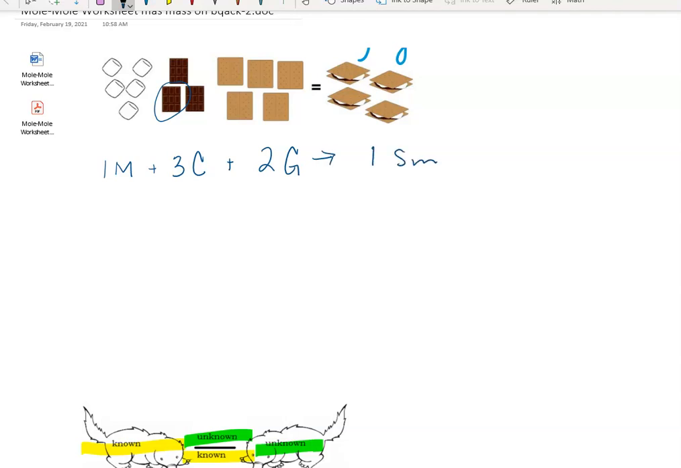So what if you want to make s'mores for the entire class, and there are 20 people in the class? Okay, if I want to make 20 s'mores, how many marshmallows am I going to need? If you said 20, you are correct. How many chocolate pieces am I going to need? If you said 60, you are correct. How many grams? I'm going to need 40 grams.